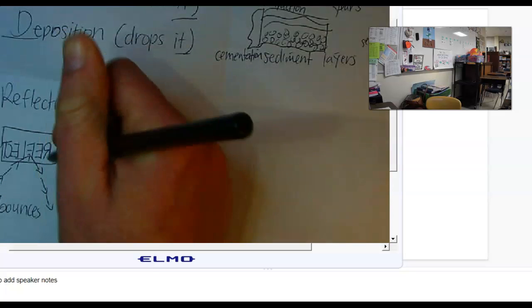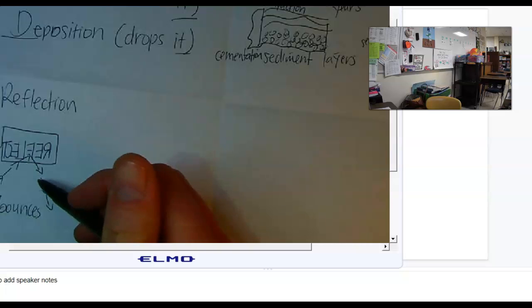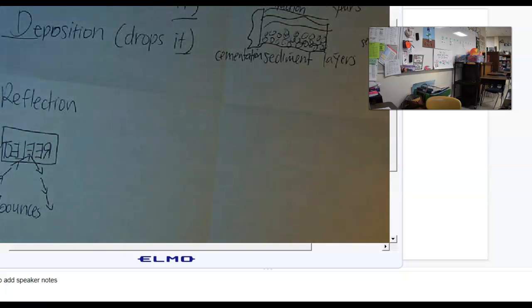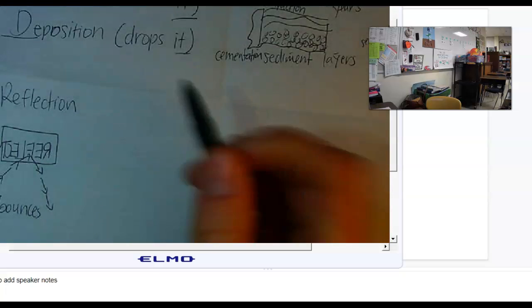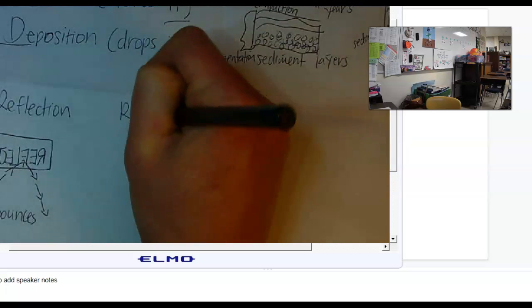Reflect. So reflect means that it's bouncing, showing the opposite. So that's why we show a different reflection in the mirror. That's why it looks opposite, because it bounces off of that light. Okay, then the next one is refraction.